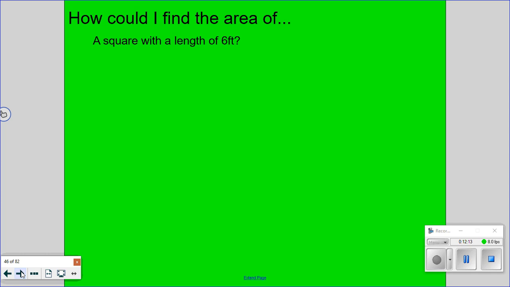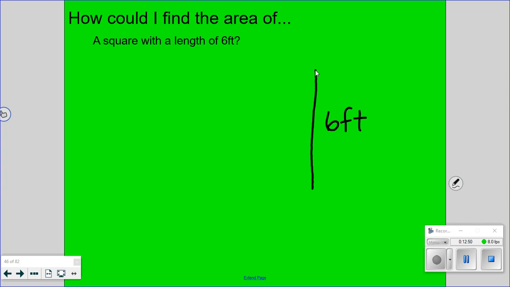How could I find the area of a square with a length of 6 feet? Alright, well, I can do the length of 6. So on your graph paper, stop talking please. On your graph paper, let's go ahead and get our length of 6. Count down 6 boxes. Get our length of 6.